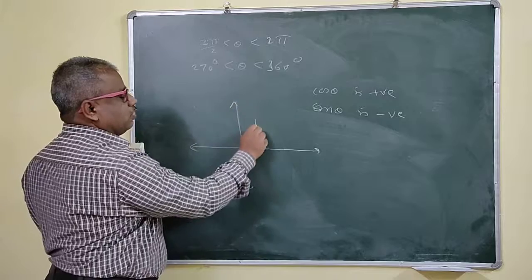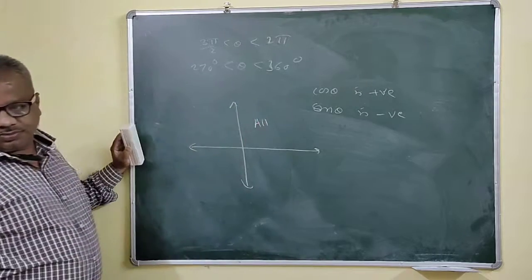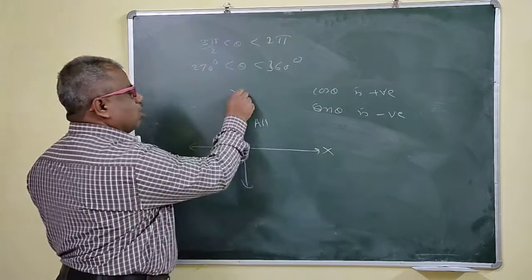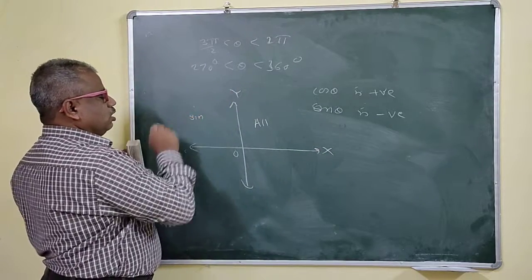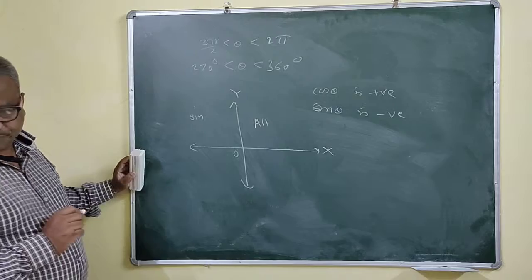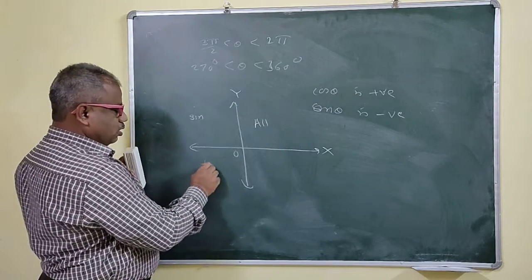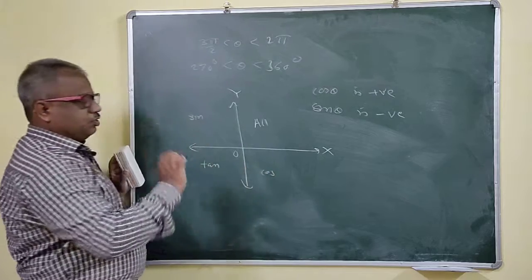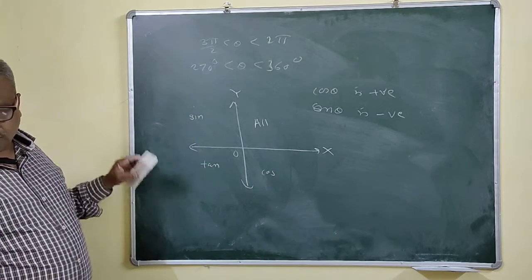So finally, what we write: here all are positive in the first quadrant. Here sin is positive. Here tan is positive. And here cos is positive. This is just a conclusion of this one.